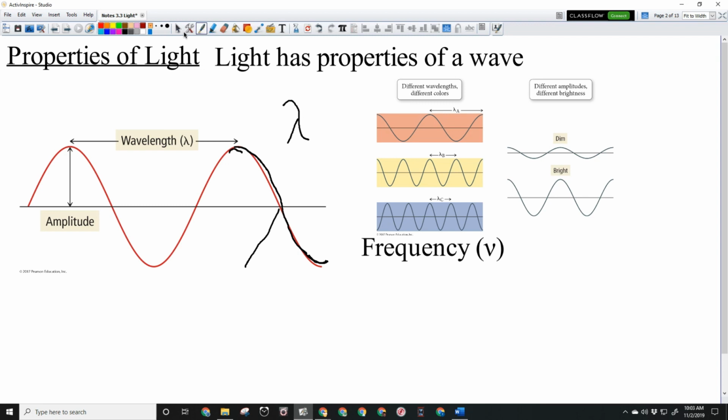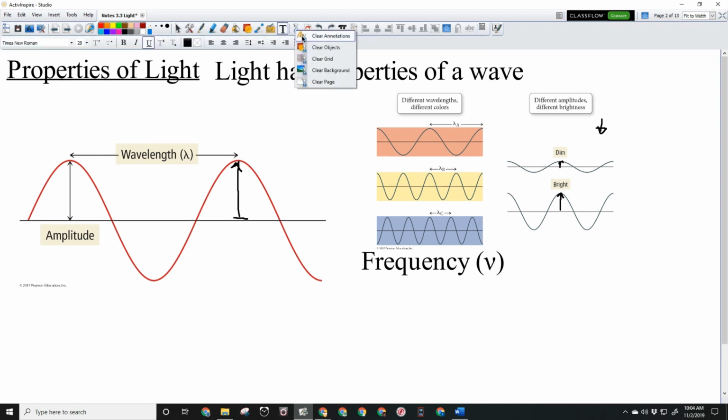Okay. And another part of the wave that's going to be important is called the amplitude. That's the distance from the baseline to the top of the crest. The amplitude is going to tell you how bright or how dim that light is going to be. So the lower the amplitude, the dimmer the light. The higher the amplitude, the brighter the light. So the color of the light is not going to change, but the intensity, how bright or dim it is, will, depending on the amplitude of the wave.